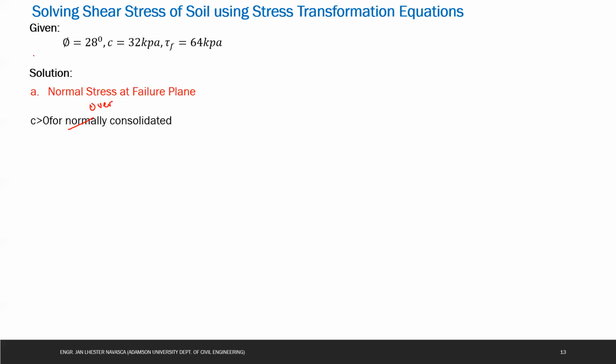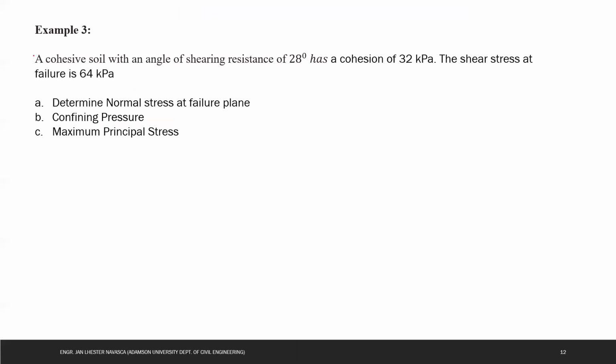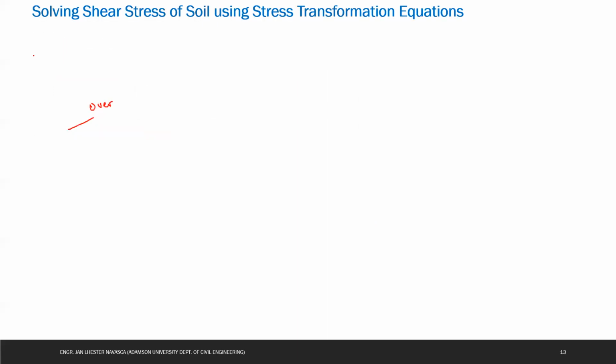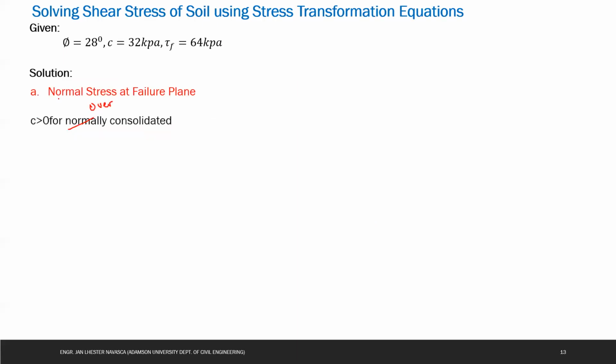Okay, so this is for over consolidated clay since the problem is cohesive soil. So may error ako dito, a typographical error. The C value for over consolidated soil or for cohesive soil is greater than 0, so may value yung cohesion nila. Since the problem has phi of 28 degrees, cohesion of 32 kPa, and tau sub F na 64 kPa.